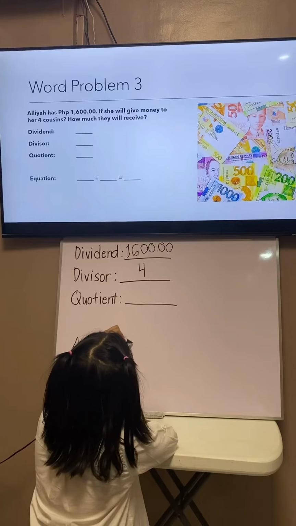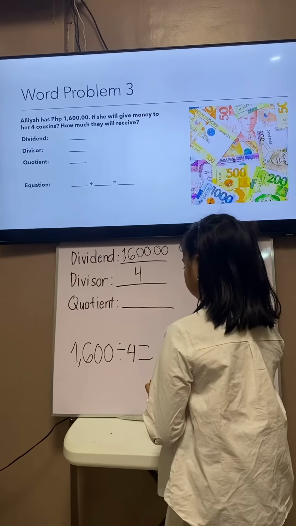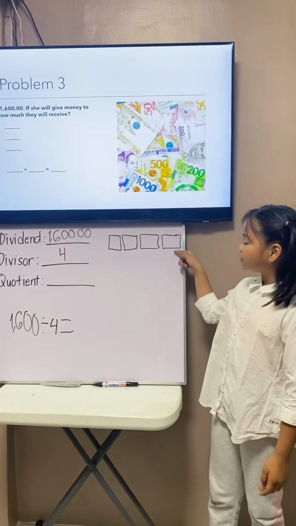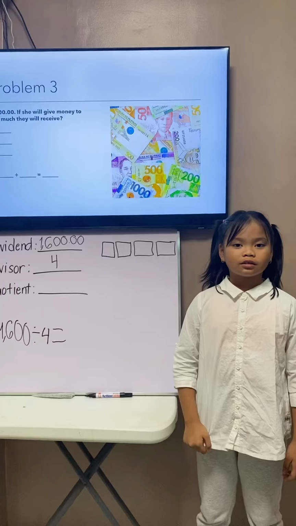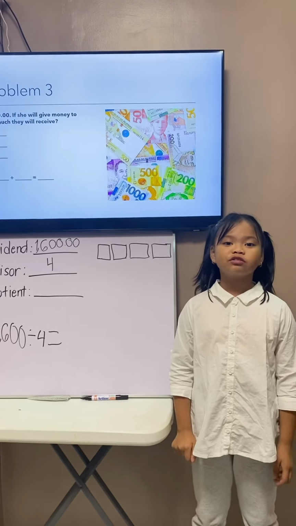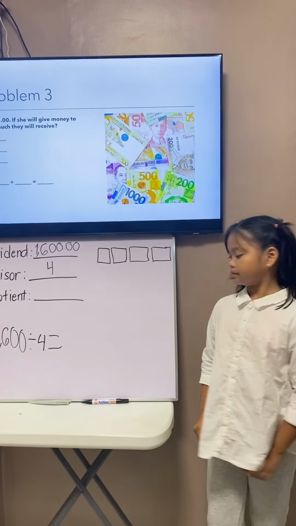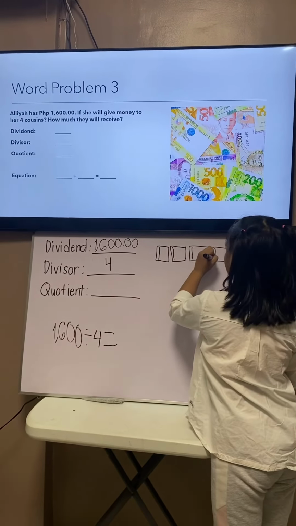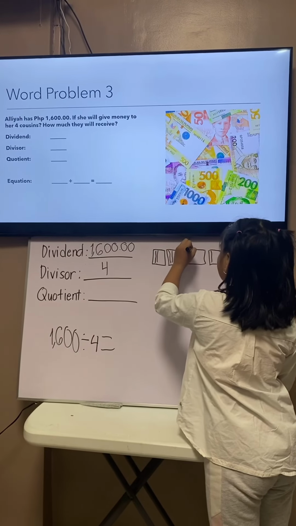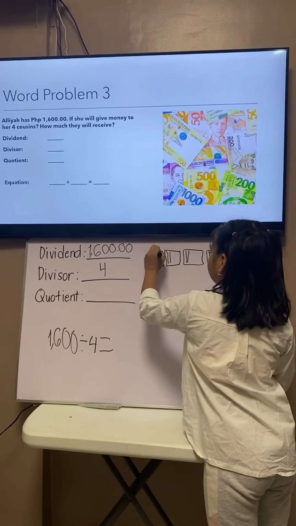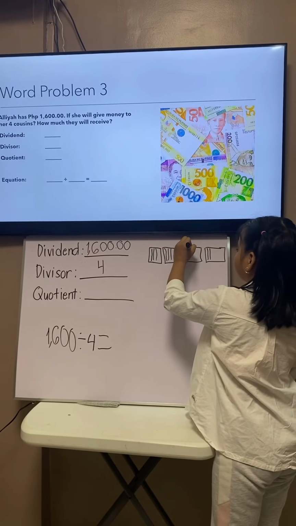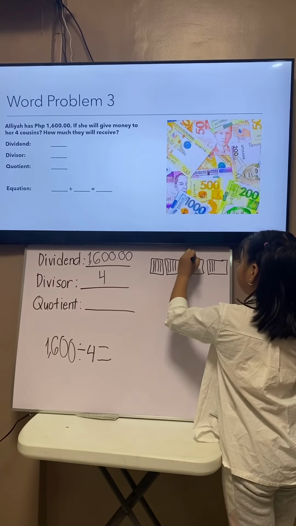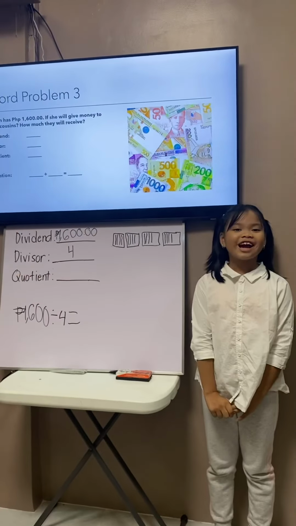Divided by 4 equals. These boxes represent her cousins. Now let's share the 1,600 pesos. 100, 200, 300, 400, 500, 600, 700, 800, 900, 1,000, 1,100, 1,200, 1,300, 1,400, 1,500, 1,600. And the answer is 400.